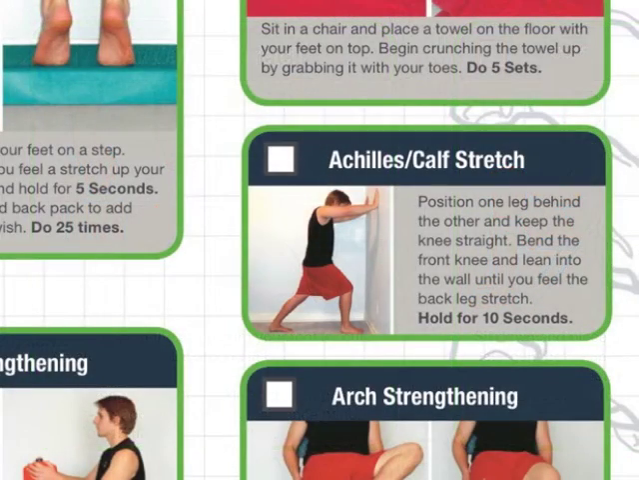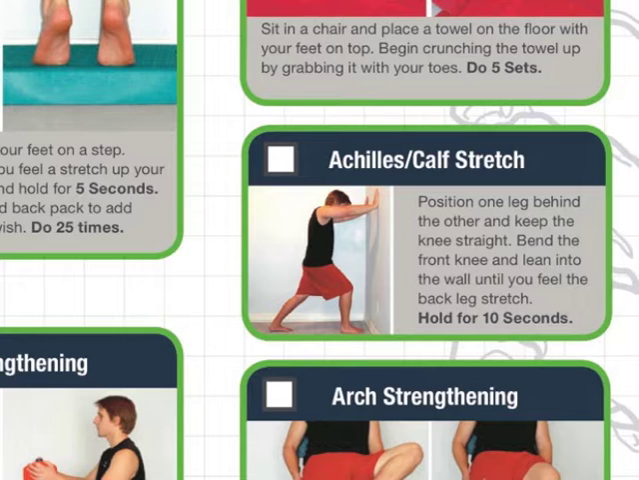The Achilles calf stretch, where you would stand next to the wall and position one leg behind the other and then keep the knee straight. Bend the front knee and then lean into the wall until you feel the back leg stretch and hold for about 10 seconds, and then switch legs and go back and forth on that.